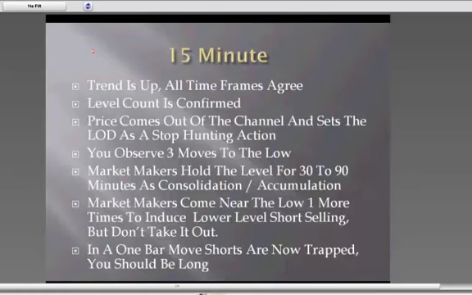Market makers come near the low one more time to induce a lower level short selling frenzy, if you will. But they don't take it out. The low holds. In a 1 bar move, shorts are now trapped. Remember the shift bar, shift the zone? You should be long if you weren't already.